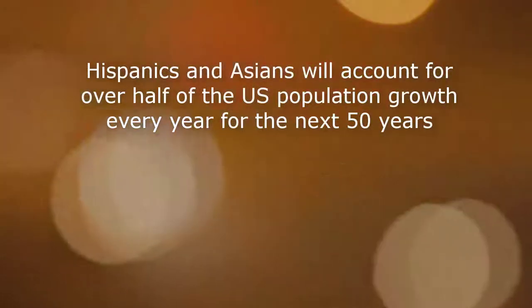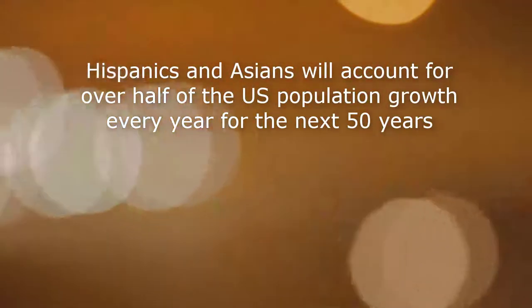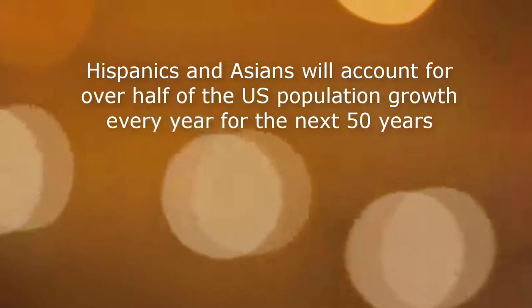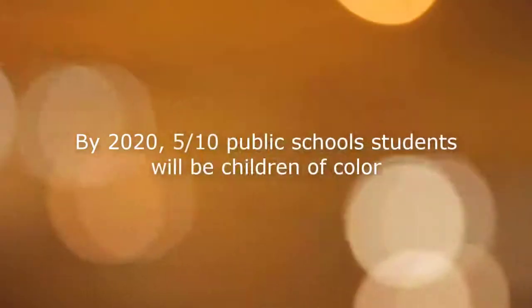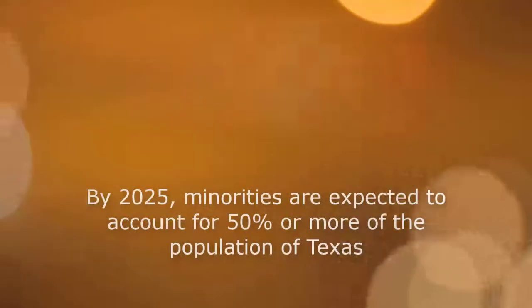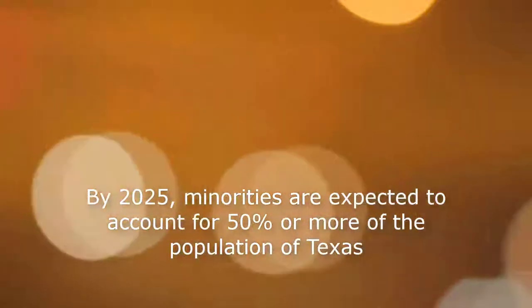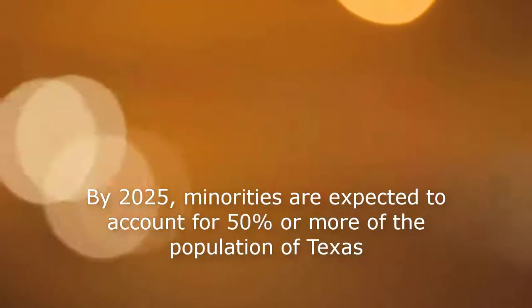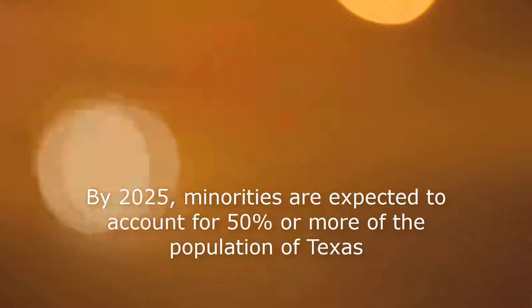Hispanics and Asians will account for over half of the U.S. population growth every year for the next 50 years. By 2020, 5 of 10 public school students will be children of color. By 2025, minorities are expected to account for 50% or more of the population of Texas.